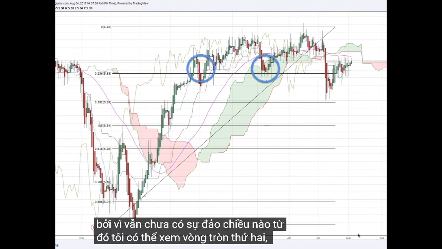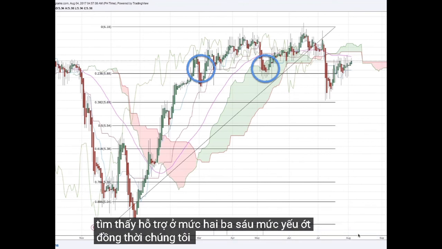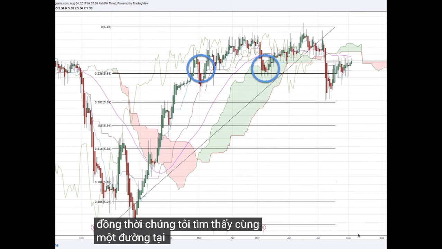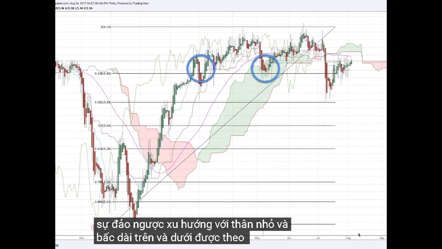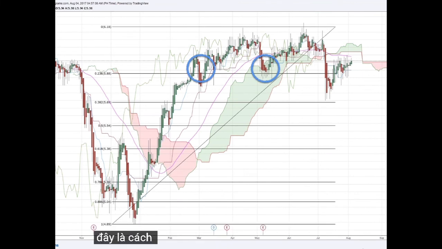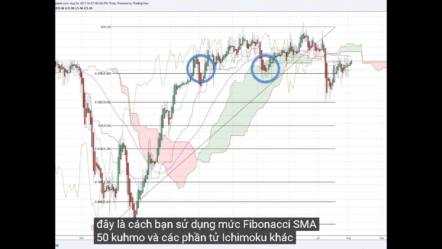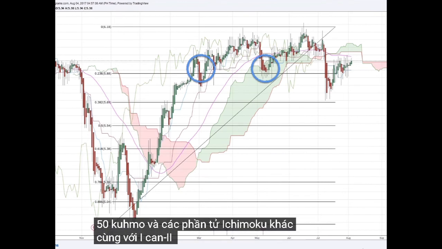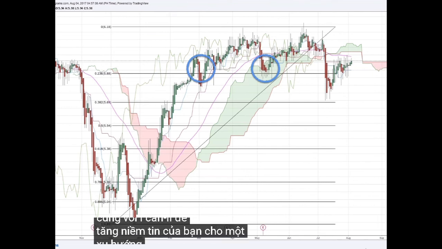In the second circle, we also find support at the 23.6 Fibo level. At the same time, we find the Senkou A line at that area, and there was also a Heikin-Ashi candlestick that shows trend reversal with a small body and long upper and lower wicks that was followed by a green candlestick. So this is how you use Fibonacci levels, SMA 50, the Kumo, and other Ichimoku elements along with Heikin-Ashi in order to increase your conviction for a certain trend.